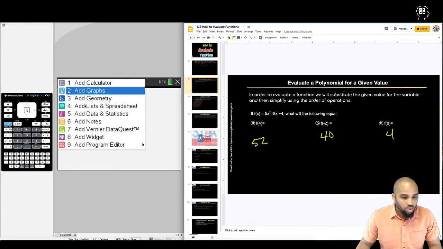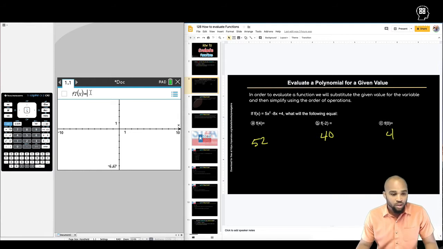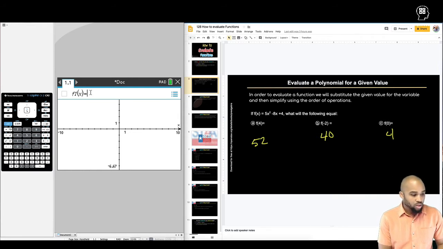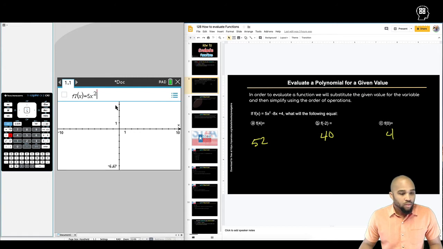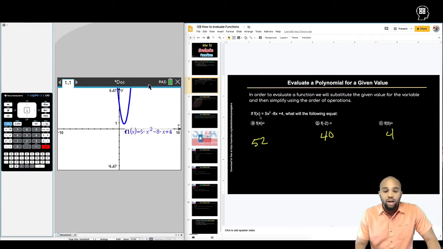So I'm going to roll over here to my calculator, and you can do this in the calculator itself and solve it, but to me it's more fun to use a graph, and I'm going to show you why in a second. So I'm going to put this equation in. 5x squared minus 8x. I'm just going to put the function in as it is, plus 4. Now, I'm going to press enter, and it's going to give me this graph. I want to know what y is going to equal when I put a 4 in there, a negative 2, and a 0.